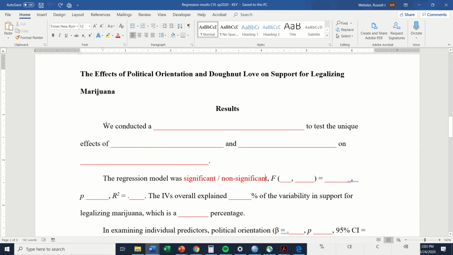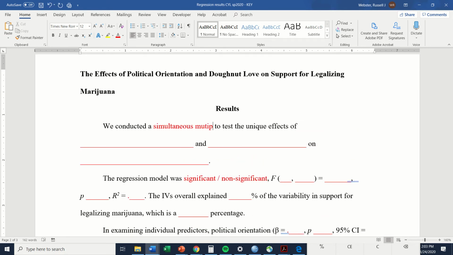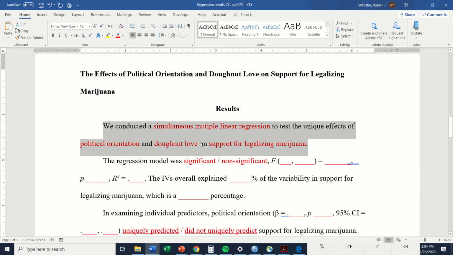So let's first begin with the first sentence, where we tell the audience what analysis we did and why. So here we conducted simultaneous regression to test the unique effects of blank and blank and blank. All right, so the first two blanks are for our independent variables: political orientation and donut love, on support for legalizing marijuana. All right, so that's the analysis we did and why we did it. So that's the first sentence.